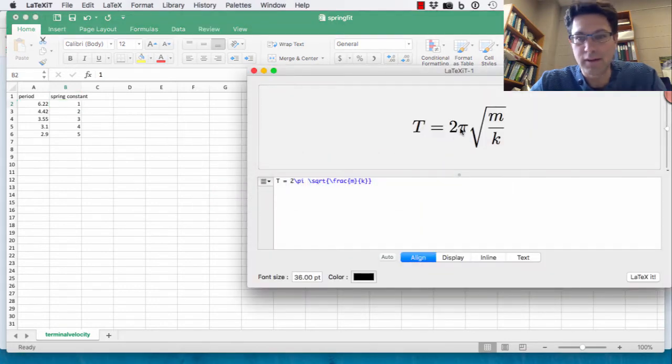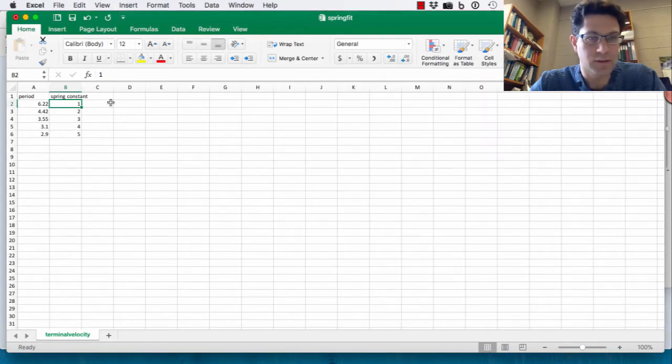The theory behind this is that the period of a mass on a spring is 2 pi times the square root of m over k, where m is the mass on the spring and k is the spring constant. We'll see this very soon, but you don't need to know this for the moment. The point is, let's say I want to do an experiment, measuring the spring constant k and the period, and I want to know whether these two things are correlated. So I did that. I have a spring constant and period.